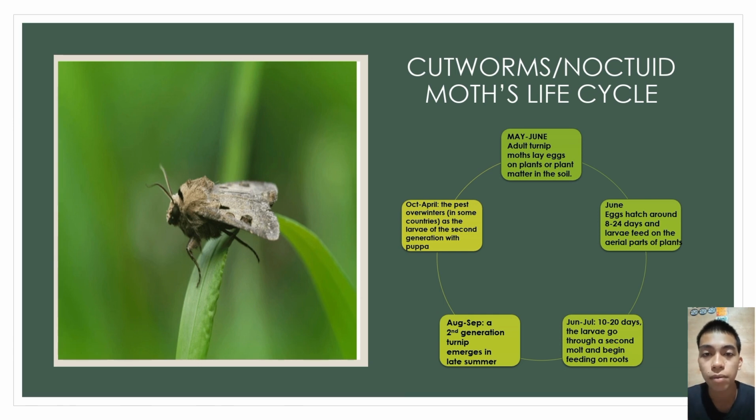By August and September, a second generation of turnip moths may emerge in late summer, but the caterpillars of this generation do not appear to be damaging. And from October to April, the pest overwinters in some countries as larvae of the second generation, with pupae forming in April and May. The life cycle of other species may vary from this pattern.